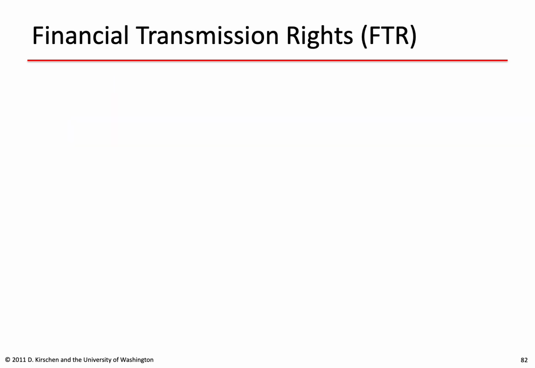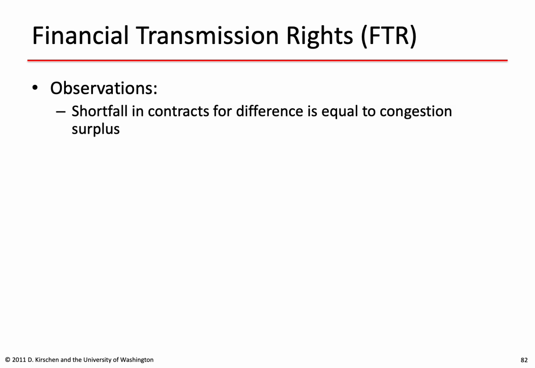That's why financial transmission rights were invented. So, how do they work? Well, let's start with some observations. First, let's observe that the shortfall in the contract for difference is equal to the congestion surplus.